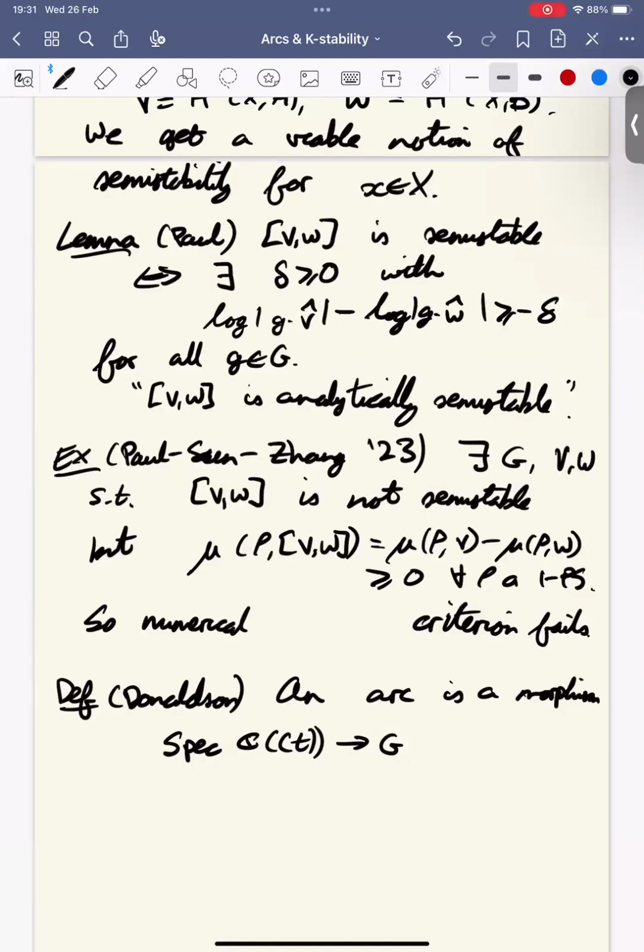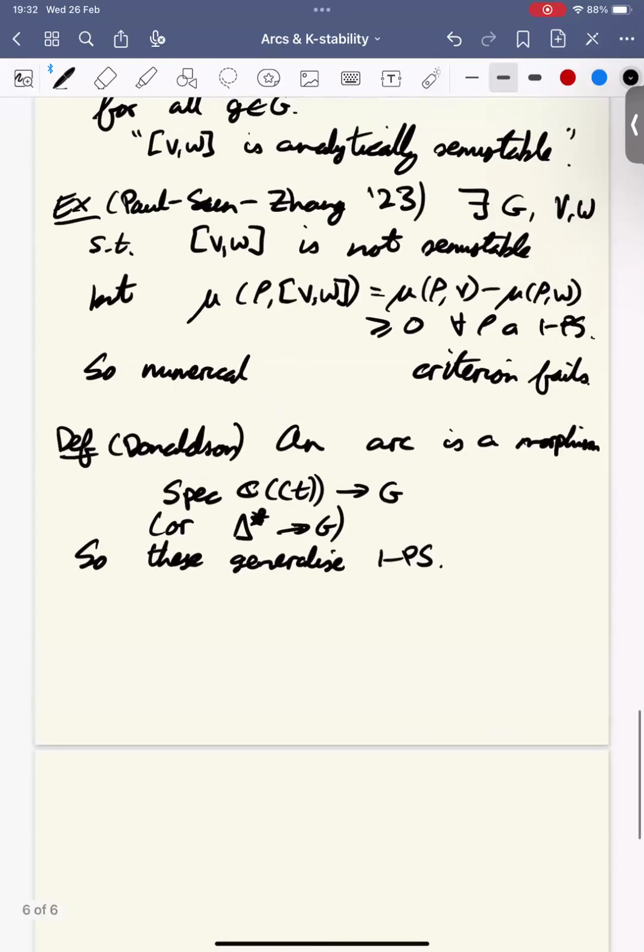This is an algebraic geometry seminar, so I guess people are happy with what this means, but I'll just mention that if you prefer thinking analytically, you could think about this as a holomorphic map from the punctured disk into G. What I'm doing is just taking a formal neighborhood of the origin inside the punctured disk inside C. Spec C of T is the algebraic geometric version of the punctured disk. So in particular, these generalize one-parameter subgroups. If I've got a map from C star into G, then I can just restrict that map to a formal neighborhood of the origin. We'll get an arc. These arcs are more general.